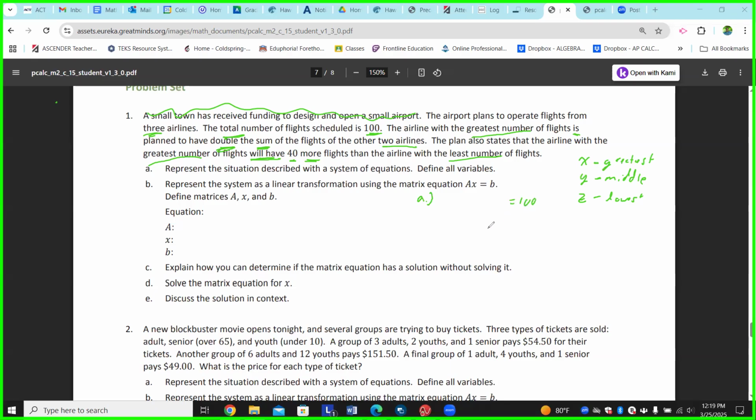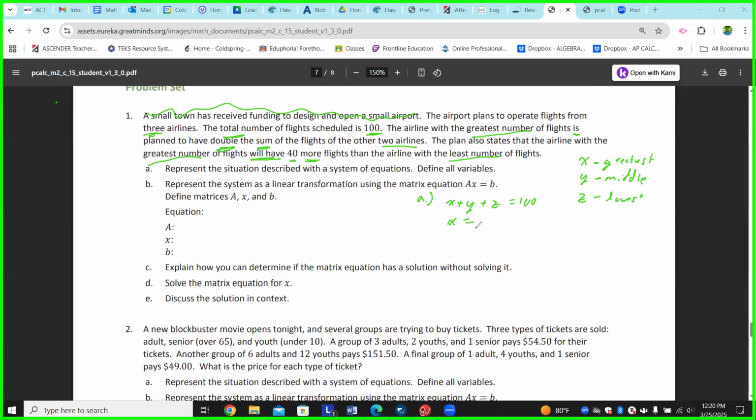Very good. We don't know how much is in each flight, but I do know if I was to add up each airline, it should total or sum or add up to 100. But anytime you ever see the word total of everything is something, it's just going to be each variable added together. Now we move on to that next part of the question where it says the airline with the greatest number of flights. What letter represents the greatest number? X. So we'll start off with an X here.